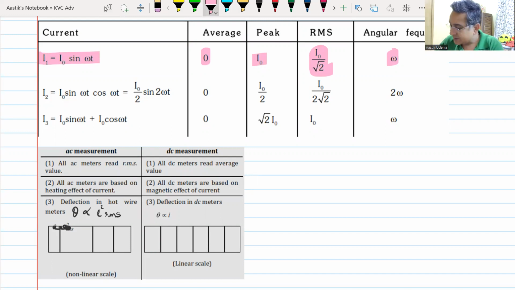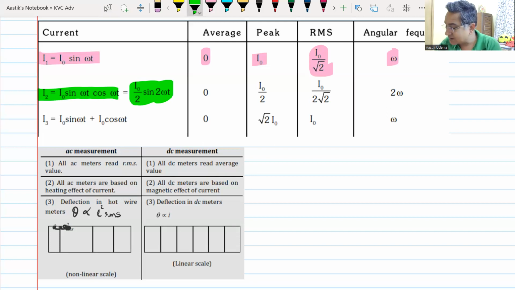Yes, sir. If this wave were in the form of sine omega t cos omega t, we could convert it to the form of sine 2 omega t by 2. The average value over the complete cycle will be 0. The peak value for this is I naught by 2. In place of I naught, you put I naught by 2, and you will get the RMS value as I naught by 2 root 2. The angular frequency of this wave will be 2 omega. Do we understand this? Yes, sir.